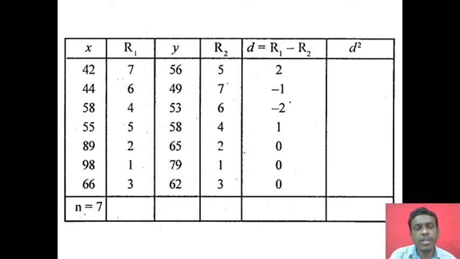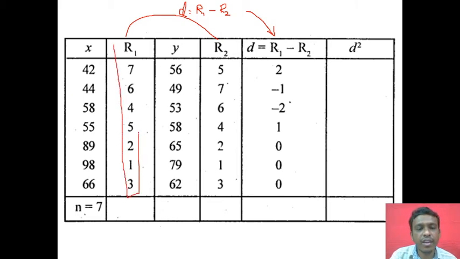Now once you do this, the next step is very easy. We know we have done this. D, that is the difference in the ranks, is equal to R1 minus R2, and we are writing it here. Now the problem reduces to the earlier problem which we had seen, where two sets of ranks are given, rank R1 and rank R2.